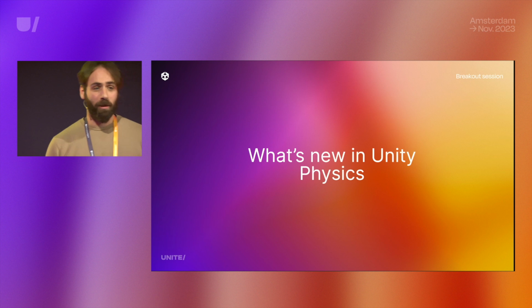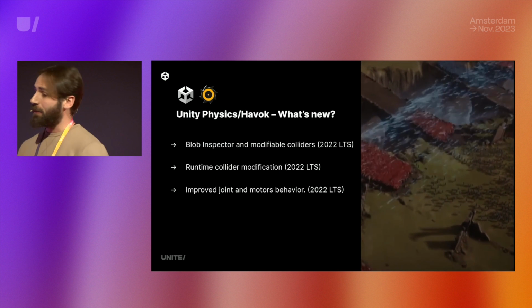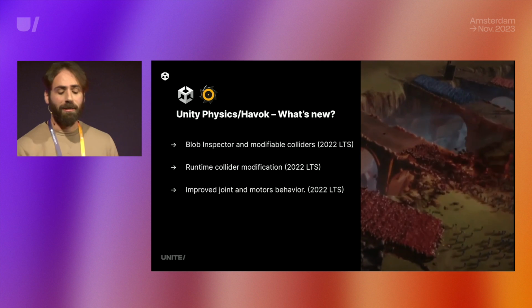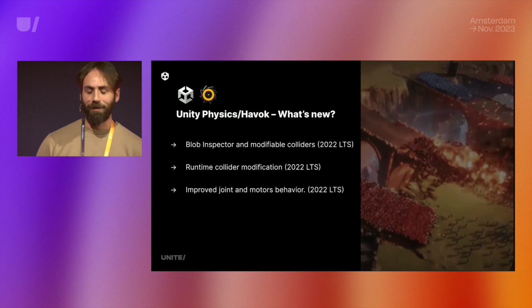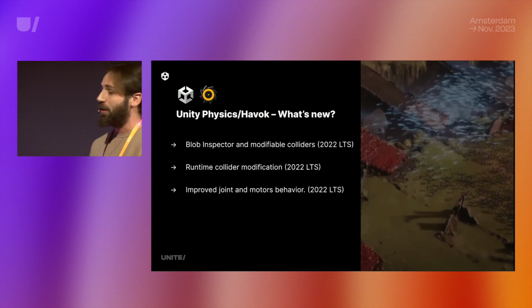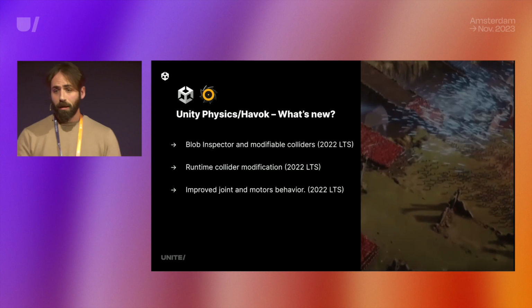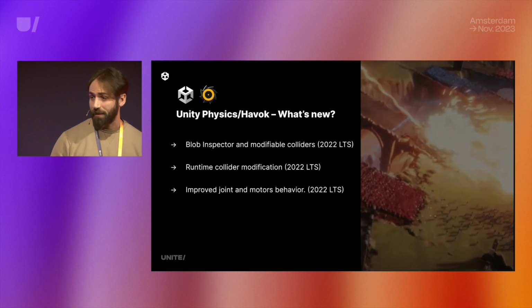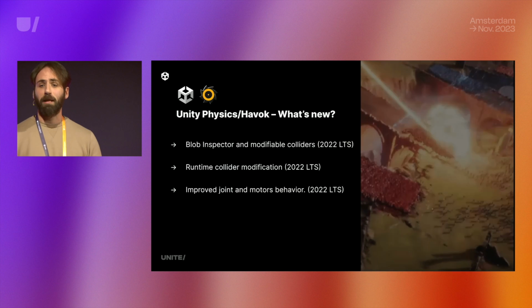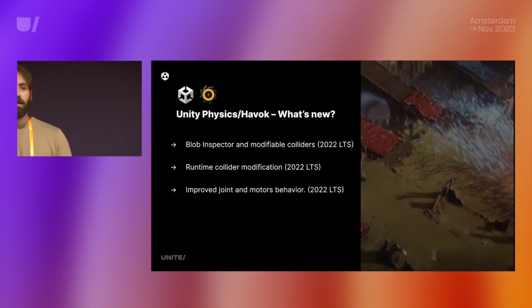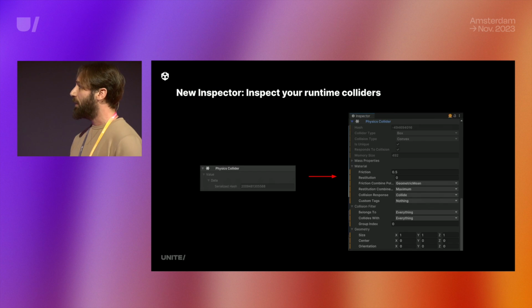So, what's new in the DOTS physics engines? There are plenty of new changes, but the most important ones I want to discuss are, first, Blob Inspector. You wanted it, and now you finally have Blob Inspector, which means you can also see colliders. Remember that in PhysX, Unity Physics and Havok, colliders are essentially blob assets. We also improved the API to handle runtime collider modification in those systems. And finally, we improved the joint and motor behavior. So let's discuss these changes in a little more detail.